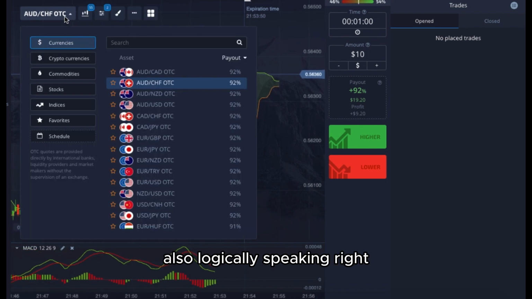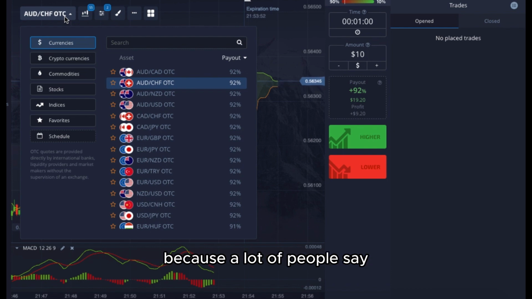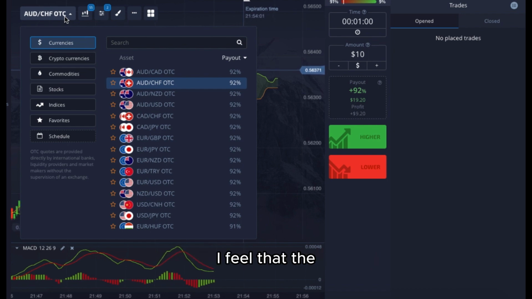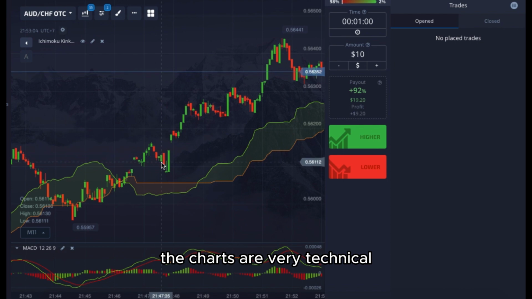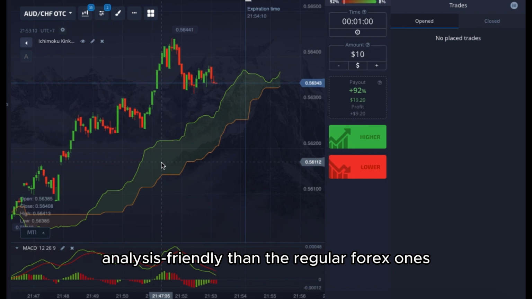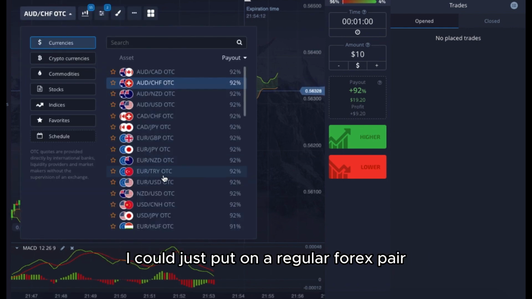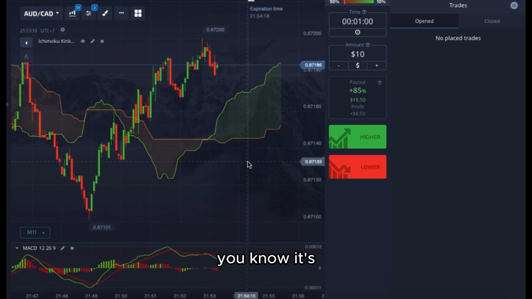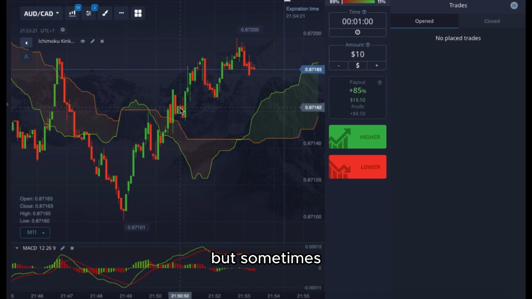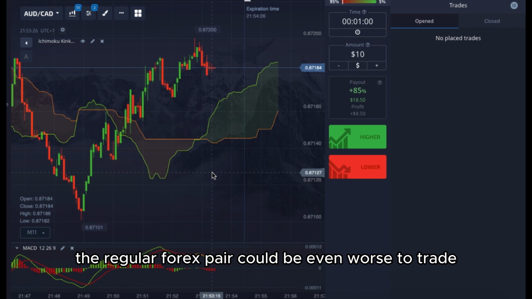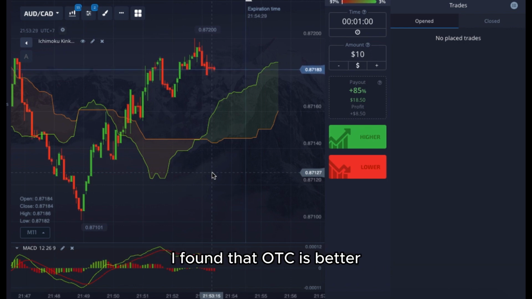Also, logically speaking, I want to answer you guys on a topic, because a lot of people say in most brokers, isn't OTC out to game the trader? First and foremost, with Pocket Option, I feel that the charts are very technical analysis friendly. Sometimes even more technical analysis friendly than the regular Forex ones. I could just put on a regular Forex pair and you will see that it's comparable. But sometimes if the market movement is erratic, the regular Forex pair could be even worse to trade.